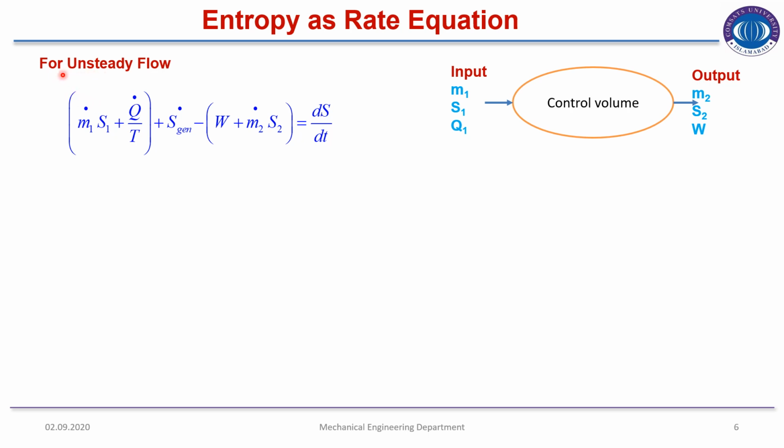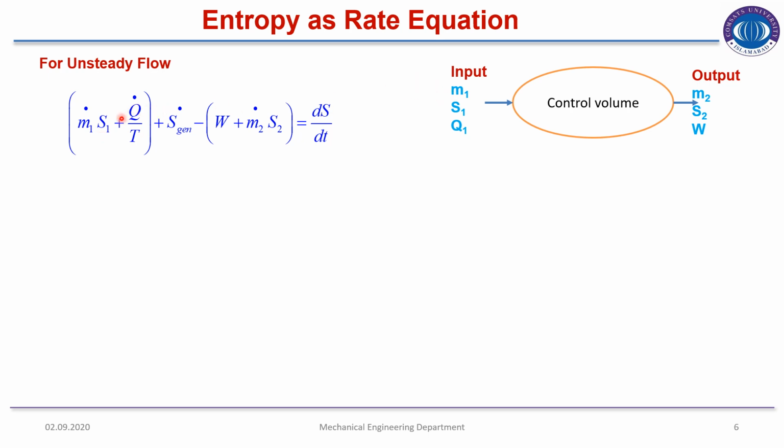So here first we will discuss the unsteady flow. For unsteady flow, as I have already mentioned, there is a certain mass accumulated within the system. Therefore, the entropy term associated with that accumulation of mass is dS/dt. That is the rate of change of entropy per unit time. So here, the mass flow rate is multiplied with the inlet entropy.